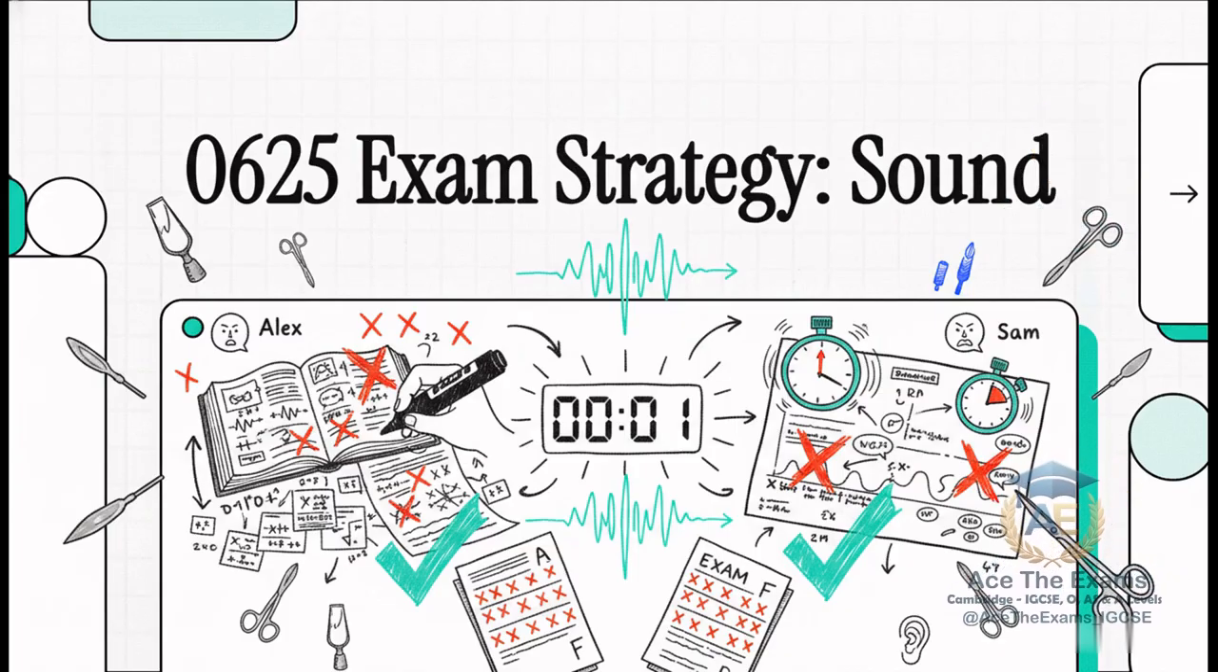Now look at the right side. On the right, we have Sam. Sam is quick. Sam is incredibly smart. But Sam rushes under the intense pressure of the clock and totally misses the specific requirements hidden in the command words. So what happens? When their papers come back, both are just covered in brutal red pen marks. Neither of them achieved the top grade they desperately wanted.